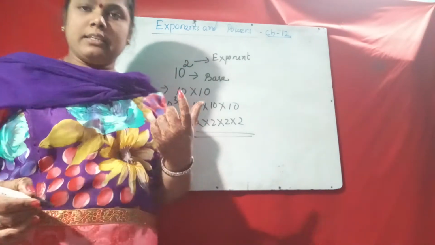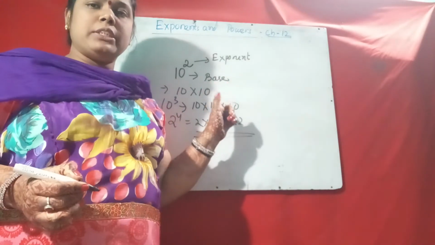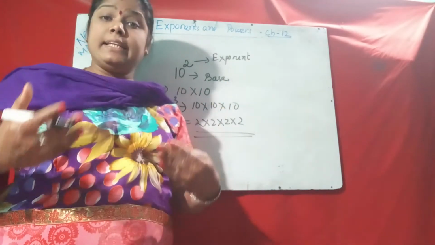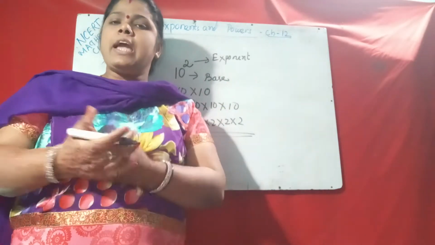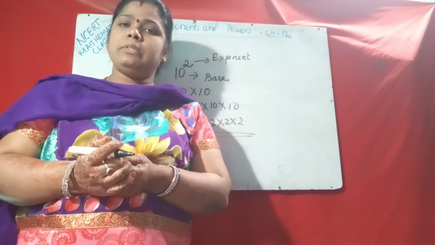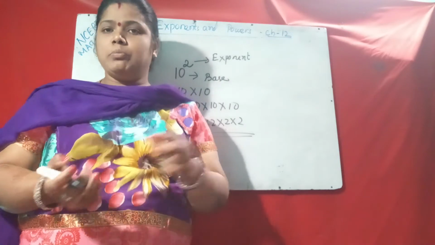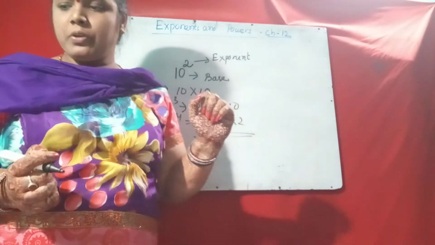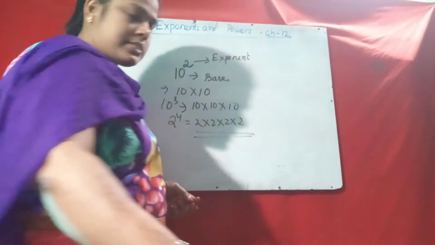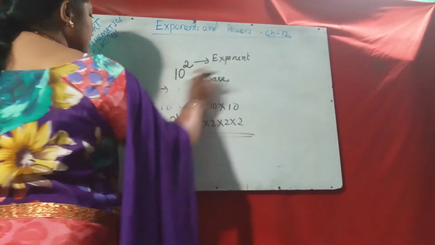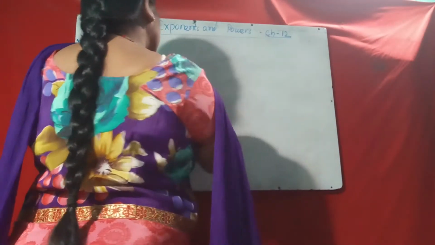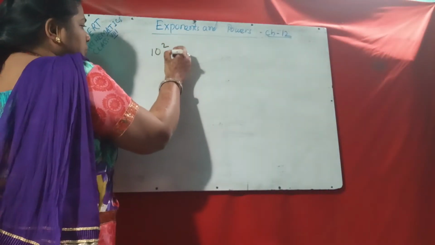So in 7th you read about the positive exponent. In 8th you read something more, about the negative exponent. If the exponent is negative, how will you solve problems based on it? Okay. So first, suppose 10 to the power 2 means what?